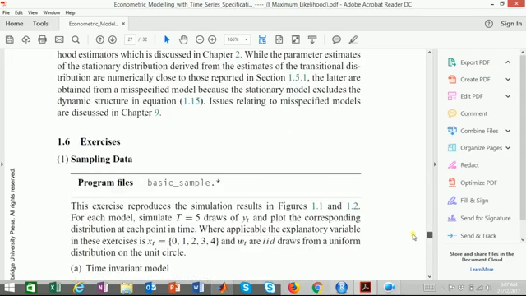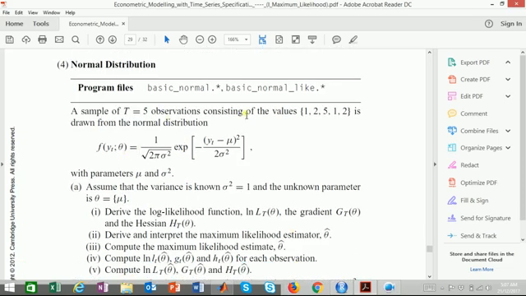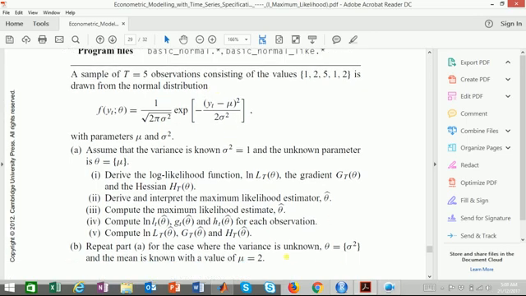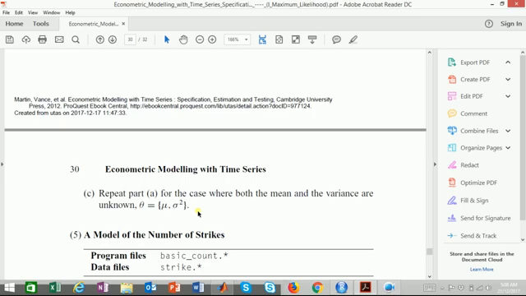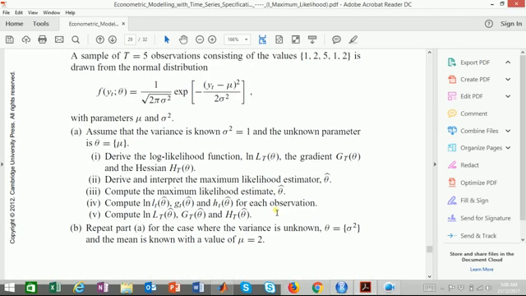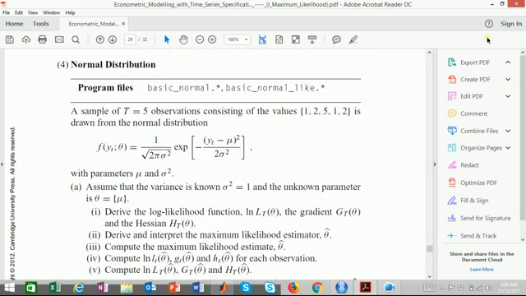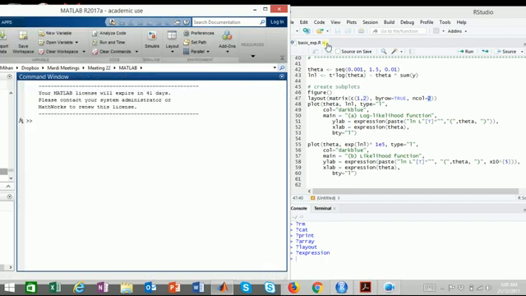There are two cases. First is variance is known, in this equation, y minus mu squared by 2 sigma square. If variance is unknown, the mean is known with a value of 2. Mean and variance both are unknown. Three cases actually. First, variance is known, then variance is unknown, then mean and variance both are unknown. What will happen then? So basic normal, like, let's see. Basic normal. What's the difference? I'm not sure. Let's see. I'll have a look.